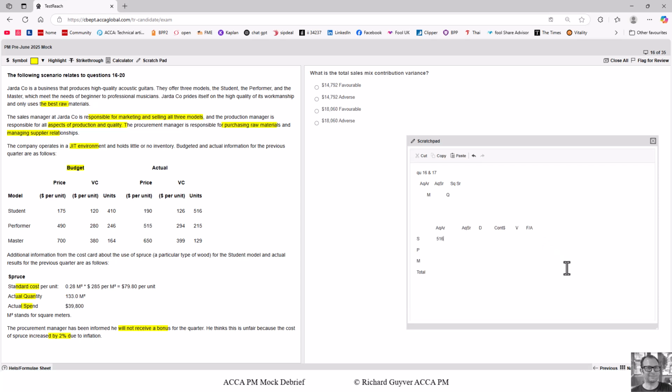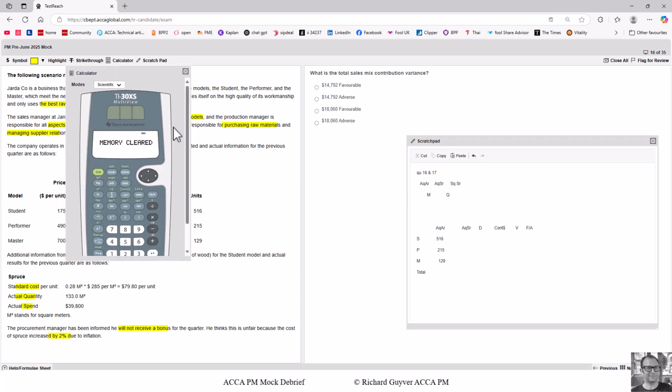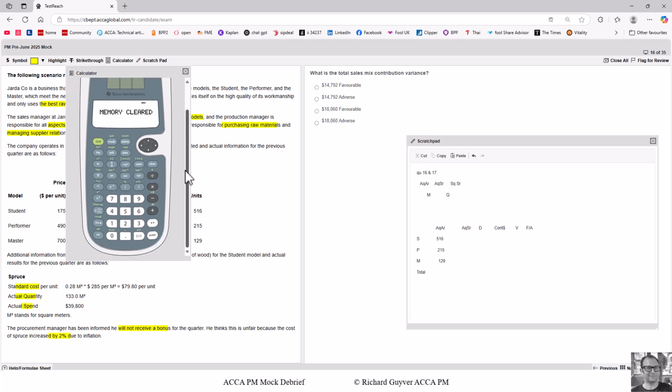So using our units that are given to us, we've got 516 for S, 215 for P, 129 here. I always laugh at this calculator. I never know why they don't get rid of the solar panel and just make it appear on the screen straight away. Little bugbear of mine about this system.